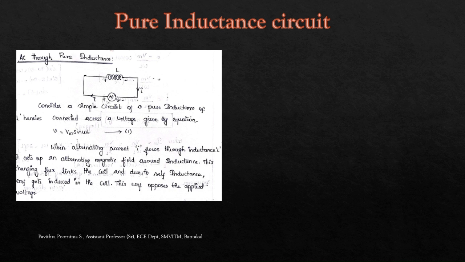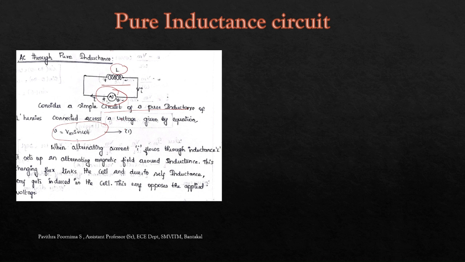In the circuit there will be only one element, which is an inductor, connected across the voltage source V. The current is I, the voltage is V, and the inductor is L here. We are going to consider a magnetic field in this, because power is stored and released in the magnetic field. This is a simple circuit of pure inductance, and as usual we write V as Vm sin omega t, and I is the current flowing through the inductance.